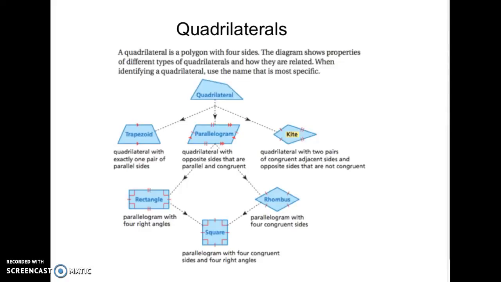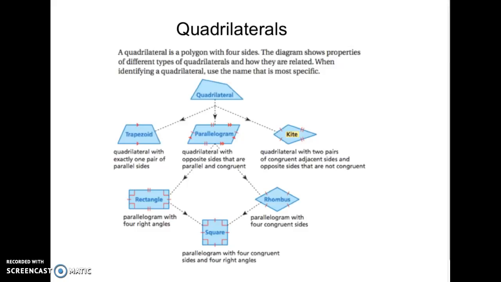Today we're going to be talking about quadrilaterals. So a quadrilateral is a polygon with four sides. The diagram shows properties of different types of quadrilaterals and how they are related. When identifying a quadrilateral, use the name that is most specific.